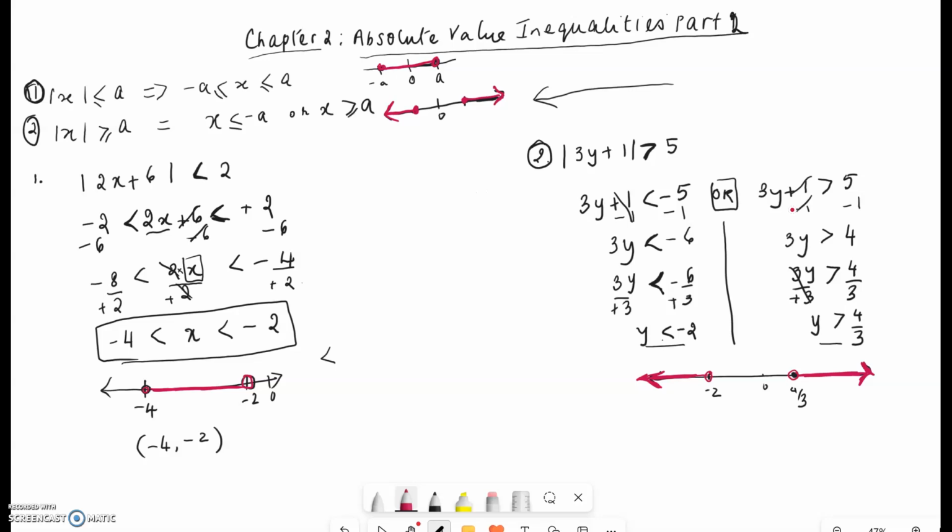So if you want to write it as an interval, it would be -∞ to -2 union 4/3 to +∞, everything to the right. So 4/3 is the lower limit, everything to the right. -2 is the upper limit, everything to the left of it.